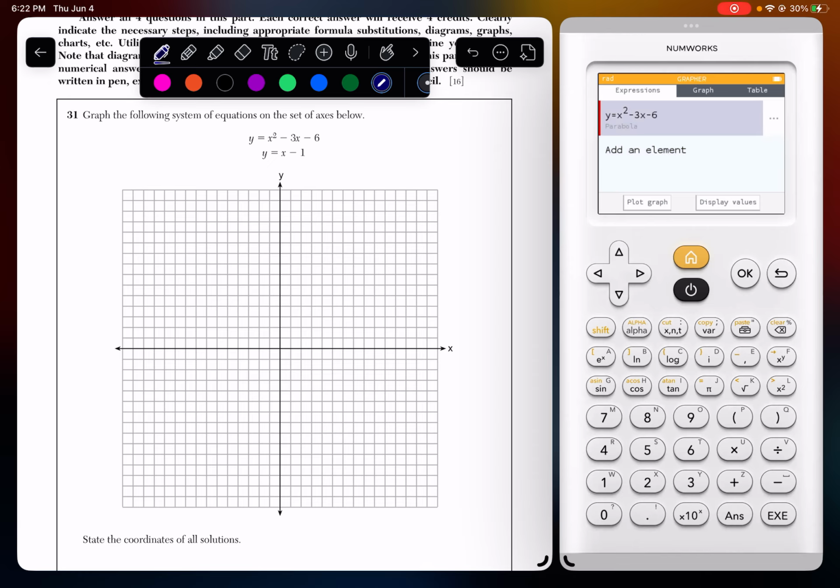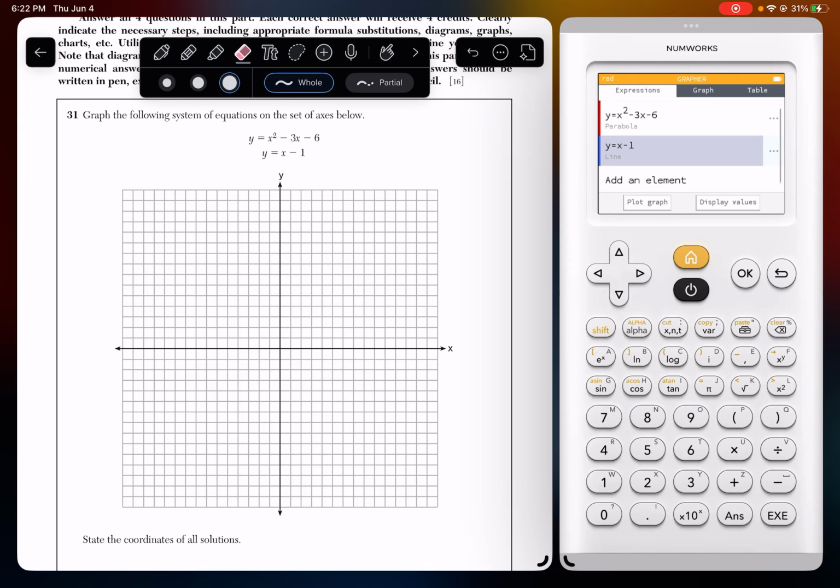And then what you'll notice is this says parabola. If you go over to your 3 dots and click details, it will tell you your vertex. So that's some nice information. That's also going to be nice and visible on the graph. But if you want to know your vertex right away, you can get that in the 3 dots. And then my second equation was y equals x minus 1. So I have both of my equations entered into the expressions tab.